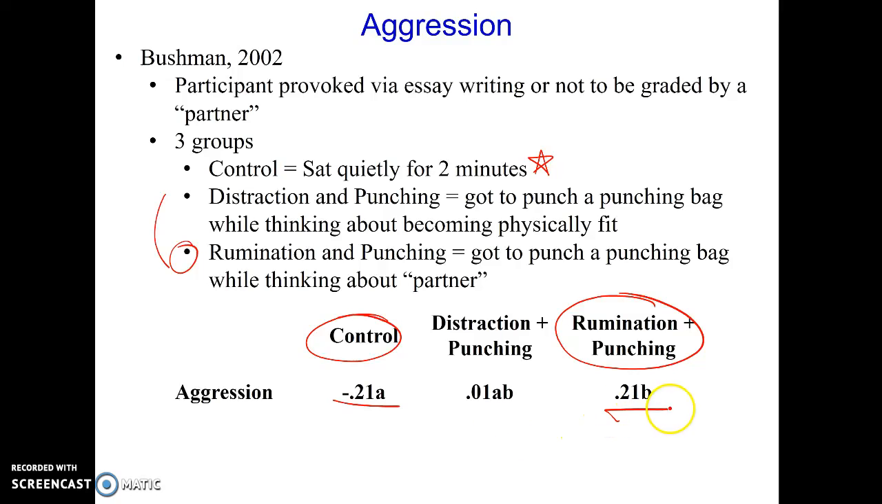And look at those means. I'm not going to test you on the numbers, but just know the pattern: the control group was actually the least aggressive, and the rumination and punching group was actually the most aggressive. In other words, punching a pillow actually doesn't save you from being aggressive. It makes you more aggressive. This is interesting.